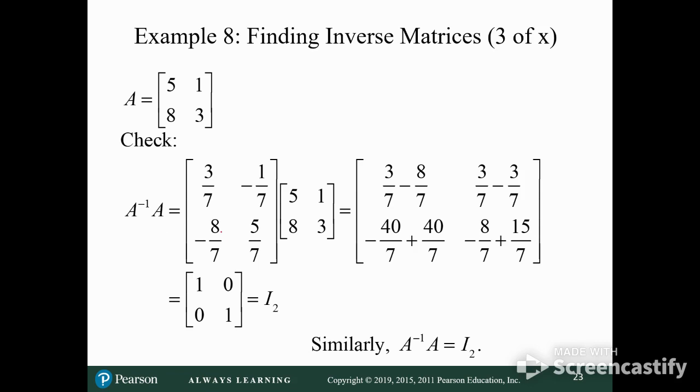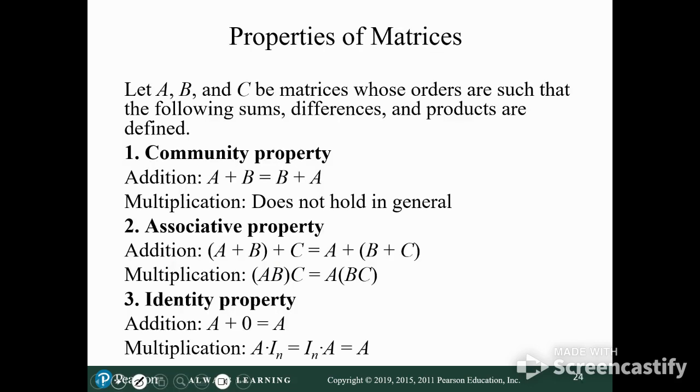So if we multiply inverses times each other, we should get the identity matrix. Matrices, if we add them, are commutative, but not if we multiply them. Associative property, it works for addition and multiplication. Maybe. An identity property, I'm not worried about that. You're not going to get tested on that. All right.